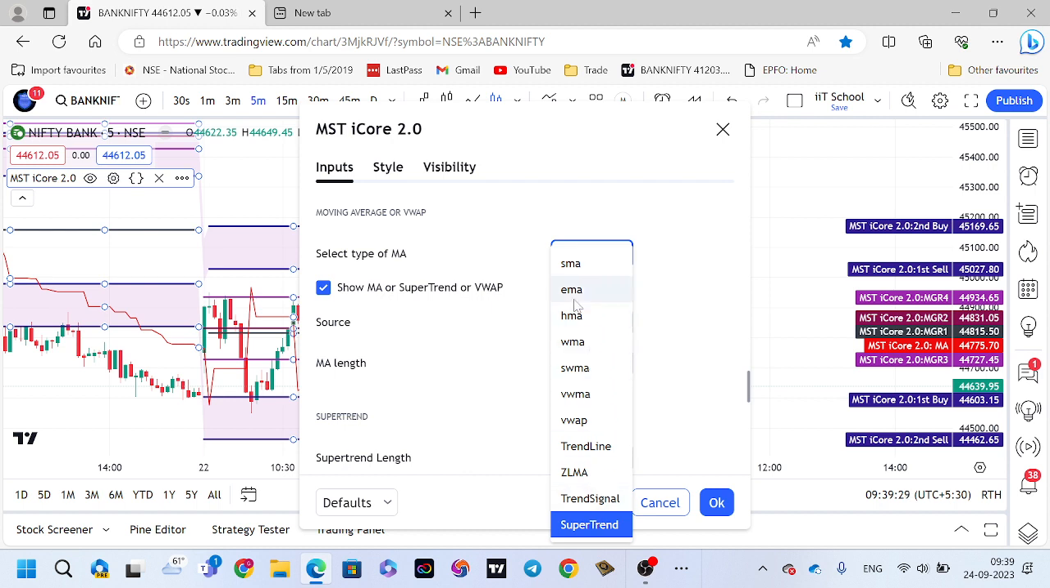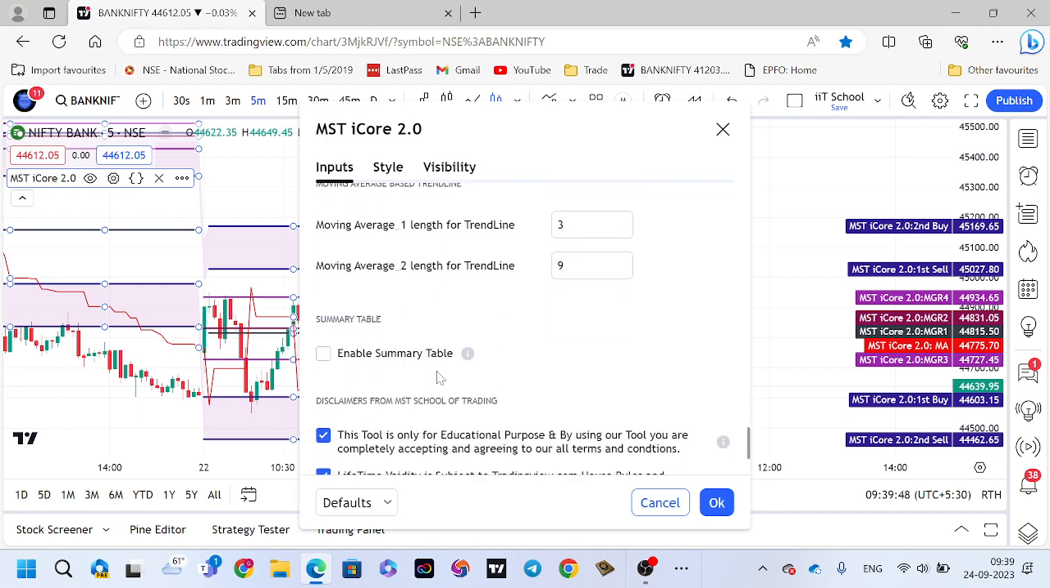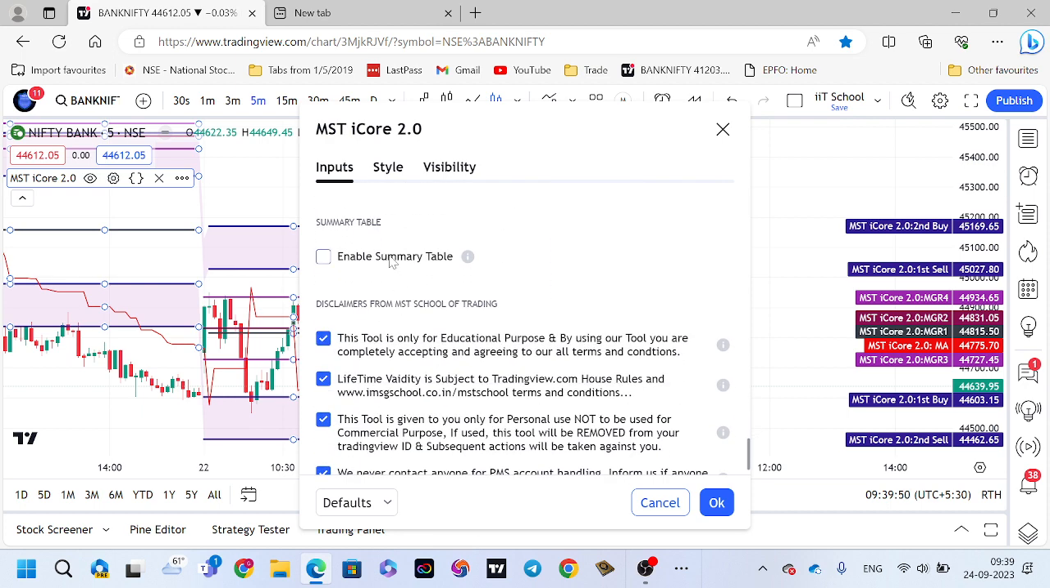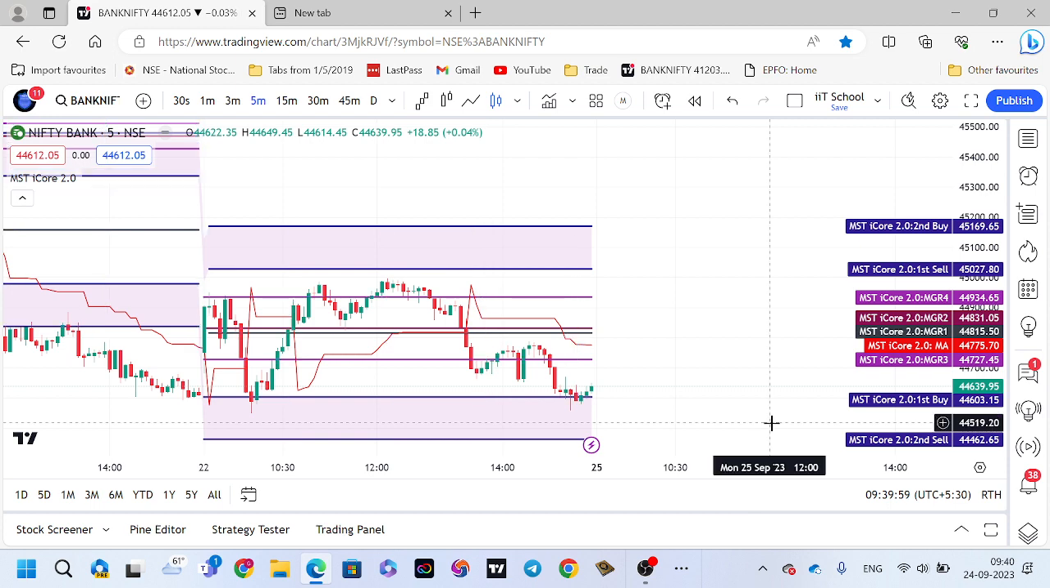Okay, so now in a single moving average you can use simple moving average or EMA, exponential moving average, Hull moving average, VWAP, trend line, zero lag moving average, trend signal which we have given in the MST iTrend, as well as super trend, you can use in the same platform. Also we have given the summary table. If you want, you can use it for the reference. Okay, so all these are available now. Whichever you want, you can use.